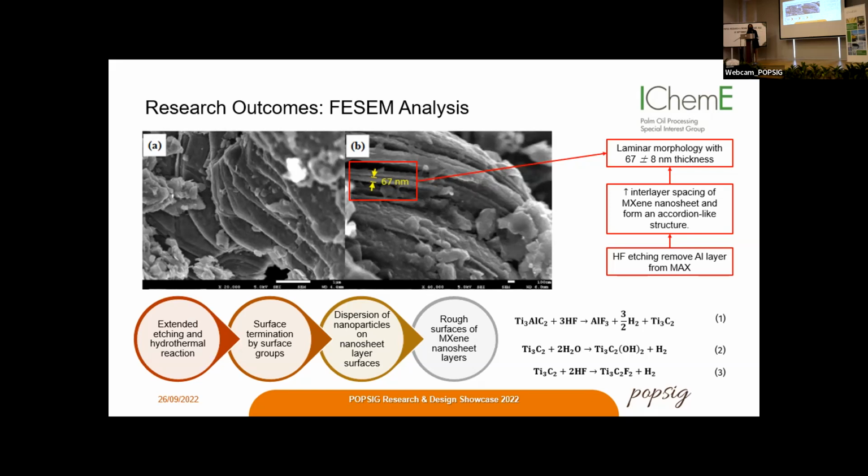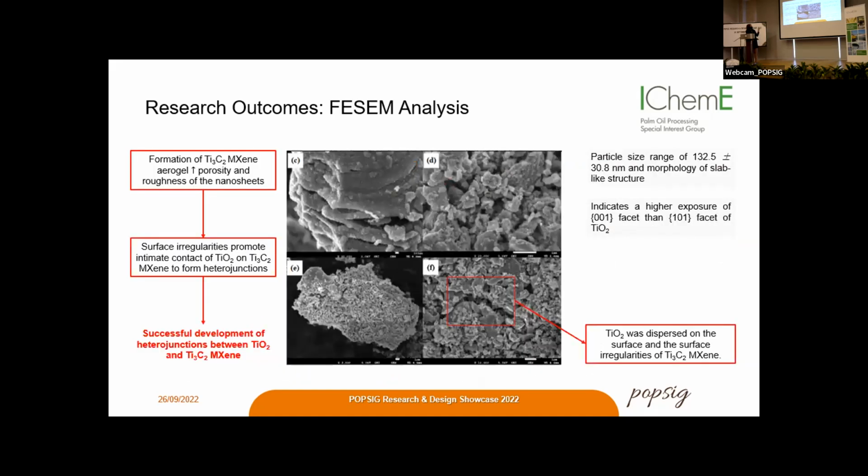As shown in the equations here is the reaction process. When we have this process, there will be a dispersion of nanoparticles and these surface functional groups on the nanosheet layer surfaces. That's why we can see that the nanosheet layers have dark surfaces. So here is the physical analysis for the MXene aerogel. We can see that the porosity has increased when the nanosheet structures change into aerogel structures. And also, the surface irregularities promote intimate contact between titanium dioxide and Ti3C2 MXenes. This has promoted heterojunction formation.